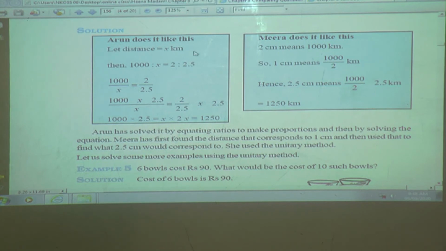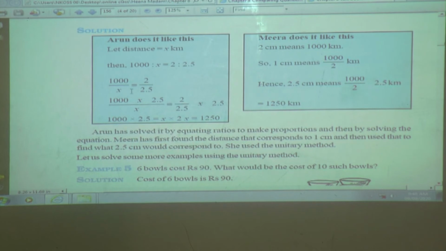Arun does it like this: let the distance be x kilometer. Then 1000 is to x is equal to 2 is to 2.5, whatever is given in the question statement. So what he has done is multiplied 1000 by 2.5, and on the other side he has taken 2 upon 2.5 into x. He has multiplied 2.5 to both sides.